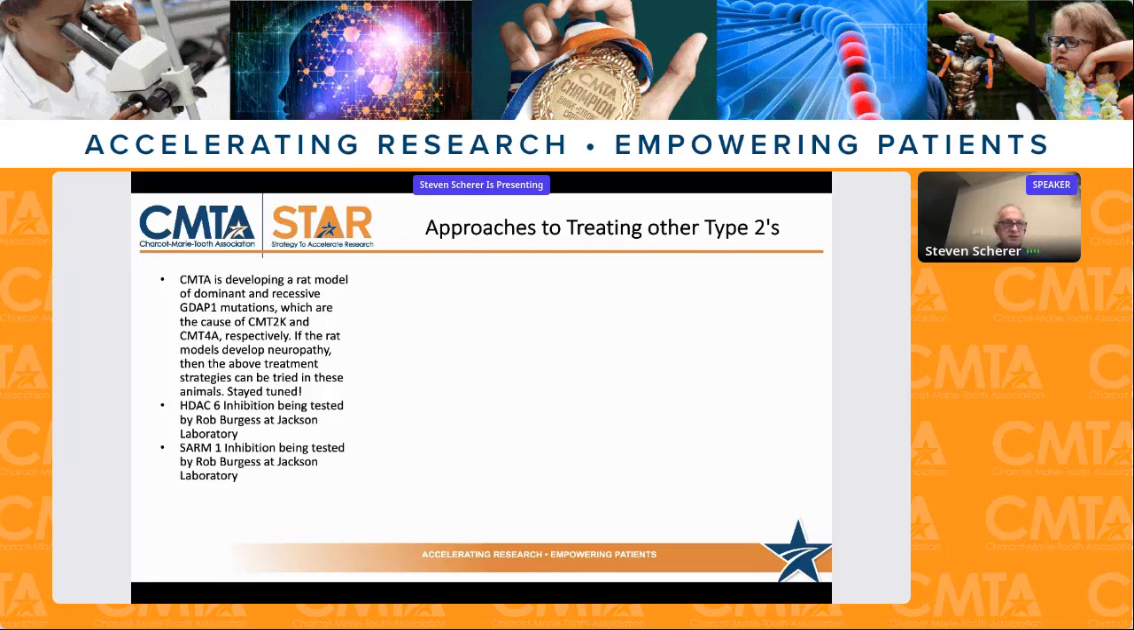So I do want to mention that the CMT2A has now successfully made a rat model of CMT4A, which are the recessive GDAP1 mutations. And we are hoping that they develop neuropathy, but we don't yet know whether they do. I want to tell you that there's been a lot of work historically on a protein called HDAC6, which I don't really want to spend too much time talking about, but inhibiting HDAC6 has been raised as a possible way of treating different kinds of CMT, and this is work that's being investigated by Dr. Robert Burgess at the Jackson Laboratories. And we're also using Rob Burgess's expertise in the Jackson labs to test whether SARM1 inhibition can work, and that's actually being tested on a variety of different kinds of CMT by Dr. Burgess.